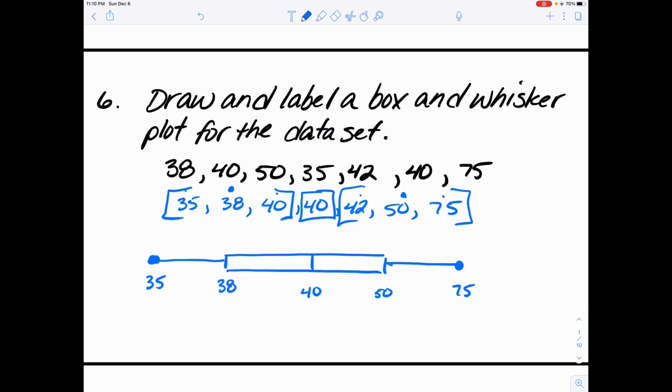Our 38 here, the left side of the box, represents our quartile 1. The exact median of the entire data set, the 40 here, represents quartile 2. And the 50, the median of the top half, represents quartile 3. Remember that each of these sections of the box and the whiskers represents quartiles of data, or the quarters of data. So 25% lands here, 25% lands here, 25%, and 25%.